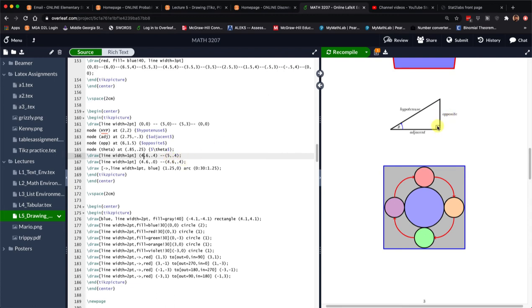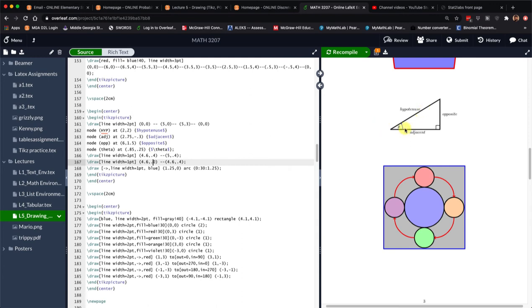So that drew the line right here, the top line in the little 90-degree box. And then I did 4.6 comma 0. I don't know why I have a point in there. And then 4.6 to 0.4 to draw the connecting line up this way.